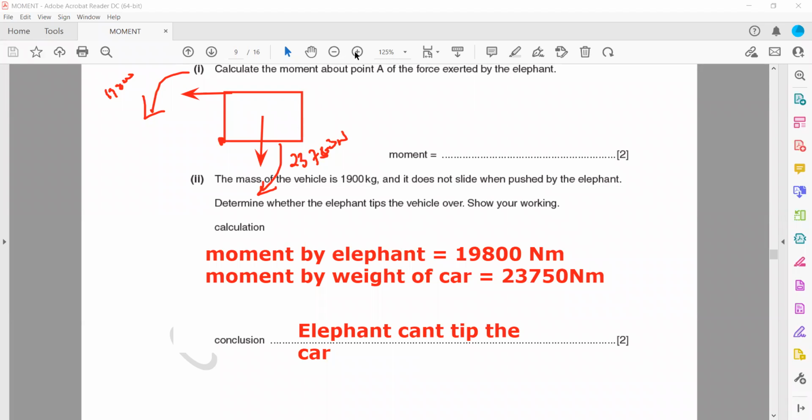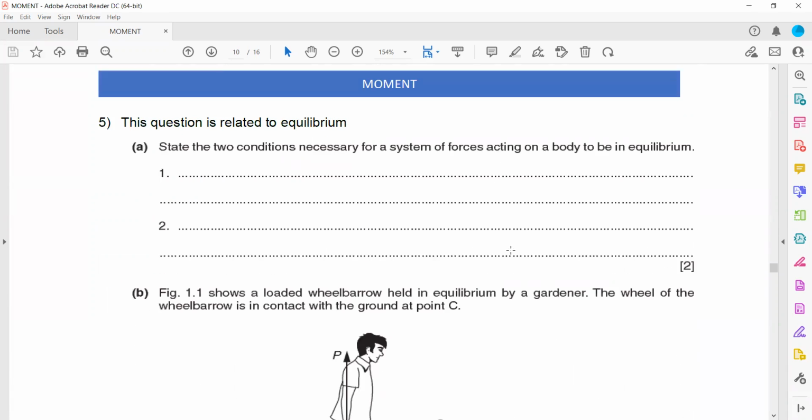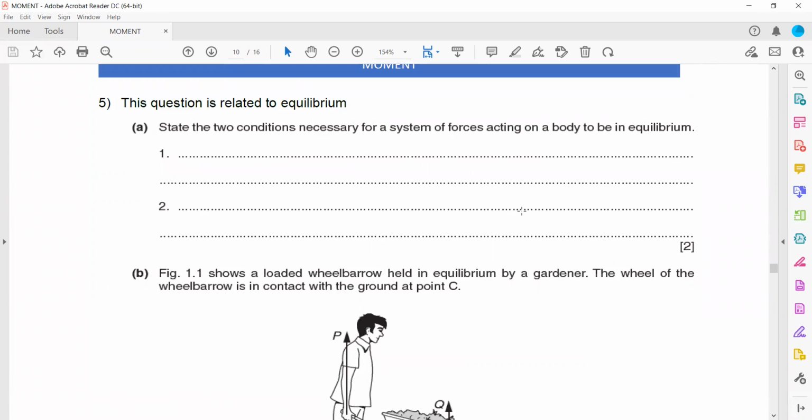Okay, moving on to another question. This question is related to equilibrium. State two conditions necessary for a system of forces acting on a body to be in equilibrium. Like, what are the two conditions of equilibrium for an object to be in equilibrium? There should be no resultant turning effect.